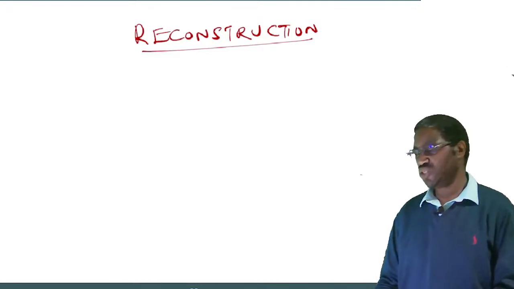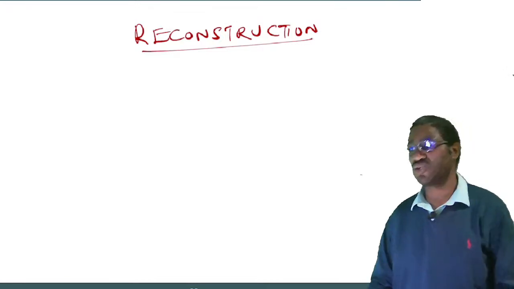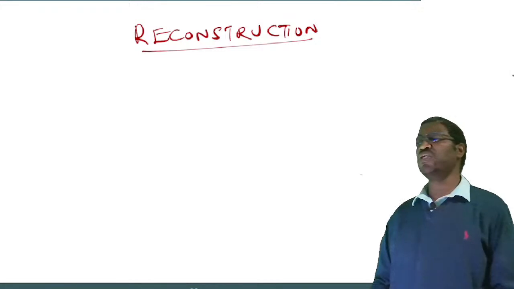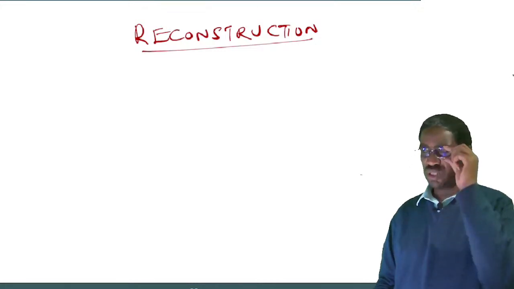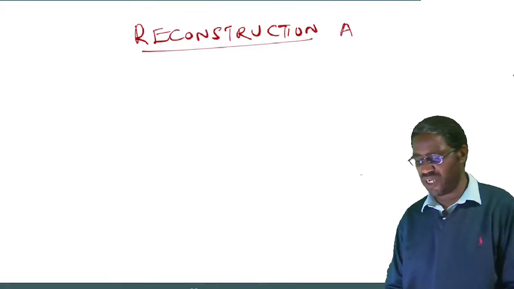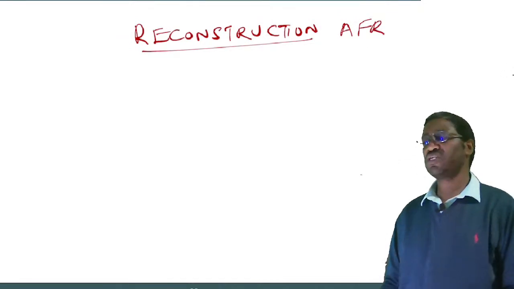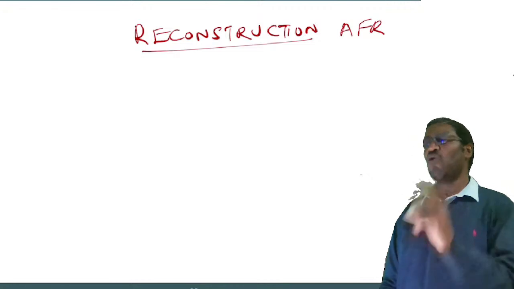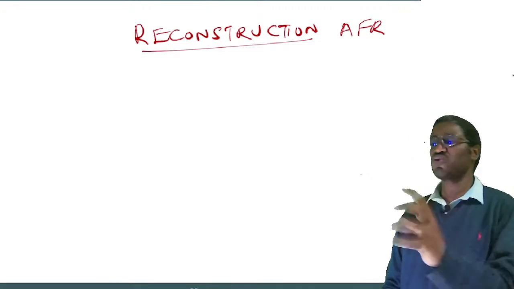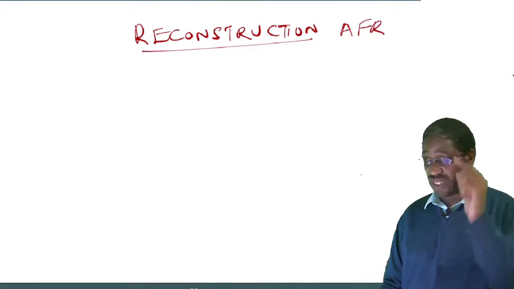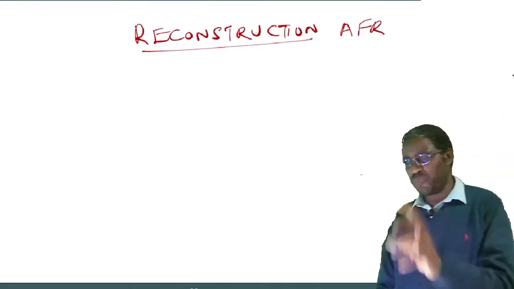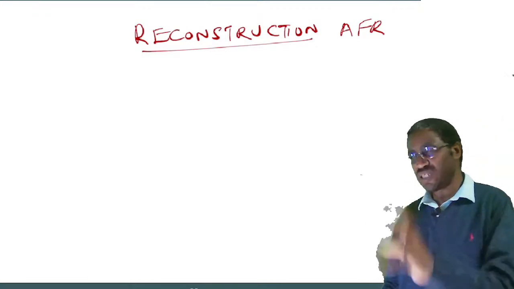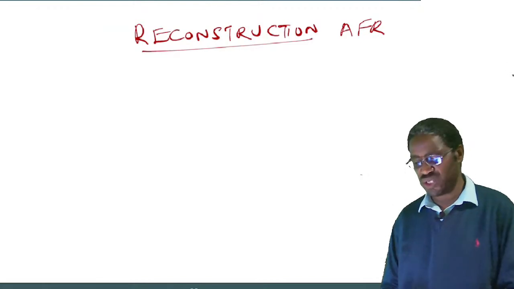I want to introduce a topic called reconstruction. This is in advanced financial reporting, a topic at the advanced level. That is what used to be called Section 6 advanced level. A paper used to be in Section 6. So let me introduce it now.